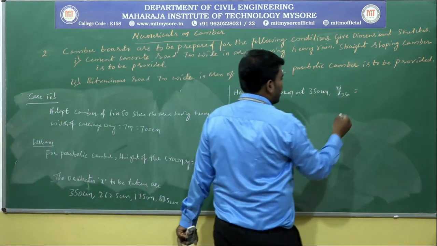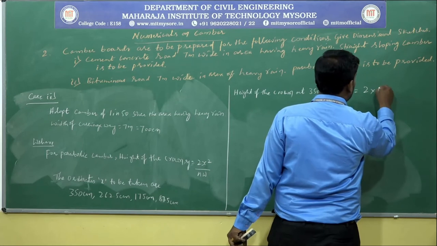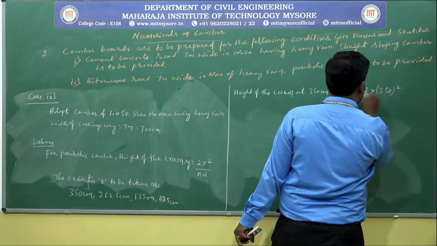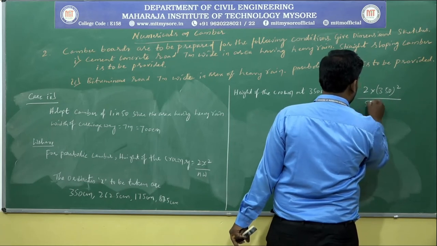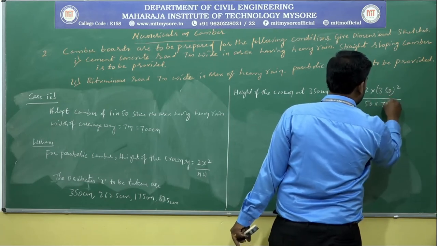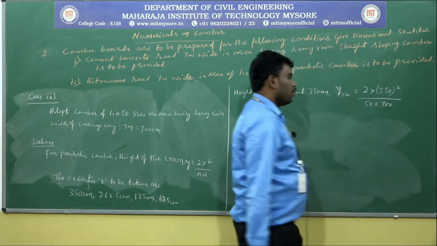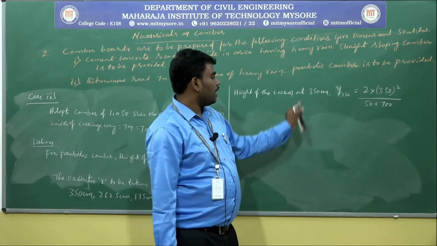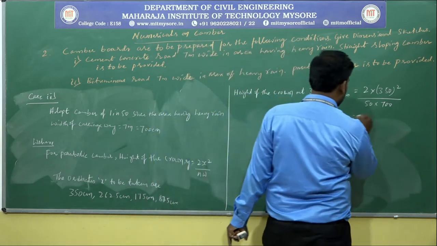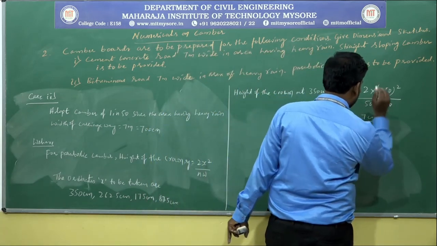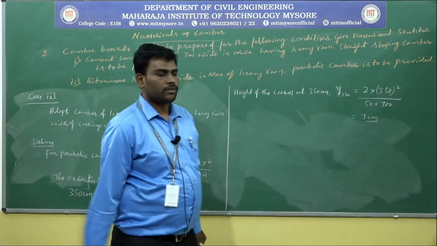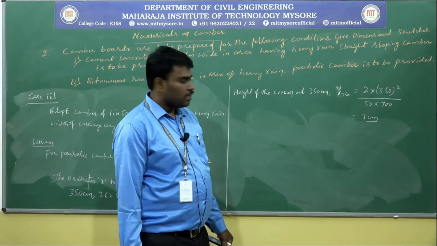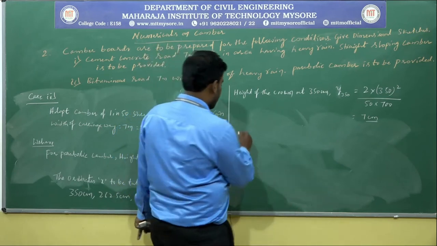Therefore, 2x square by nw, then 2 into x value is 350 square, n is 50 and w is 700. You may get about 7 centimeter. Height of the crown at 350 centimeter, it is 7 centimeter.